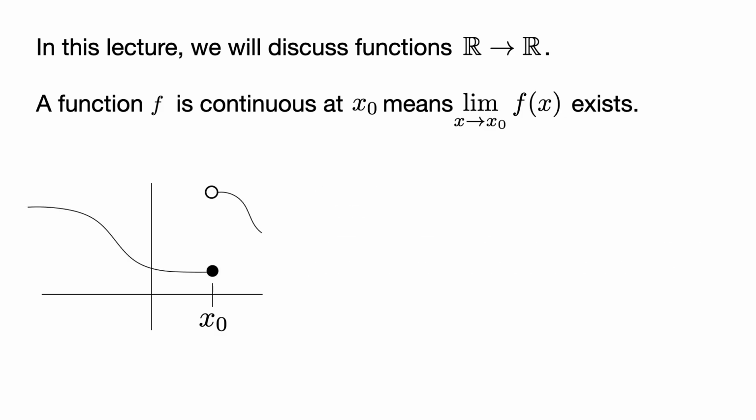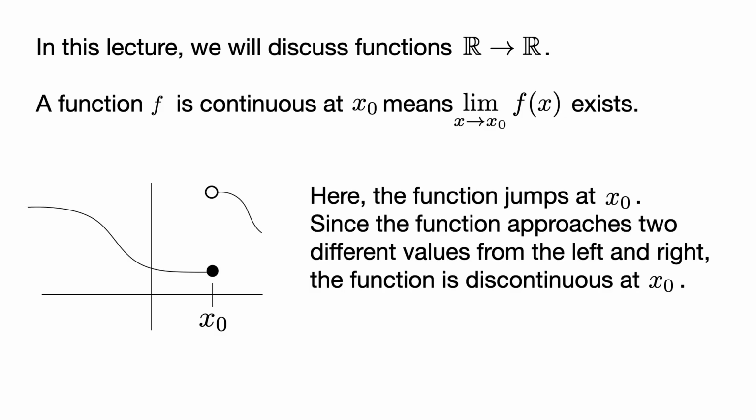Here's a different function. Here the function jumps at x naught. Since the function approaches two different values from the left and the right, the function is discontinuous at x naught. It is not continuous at x naught.